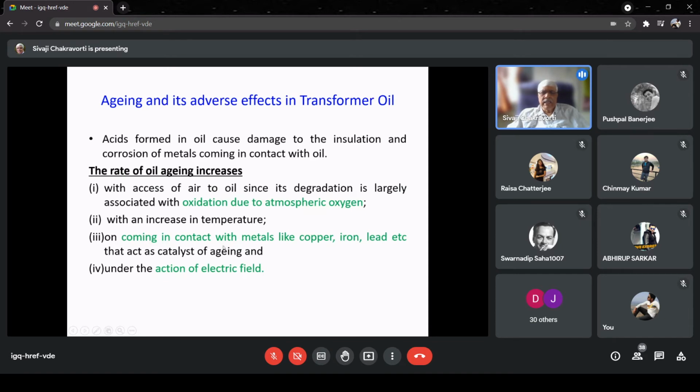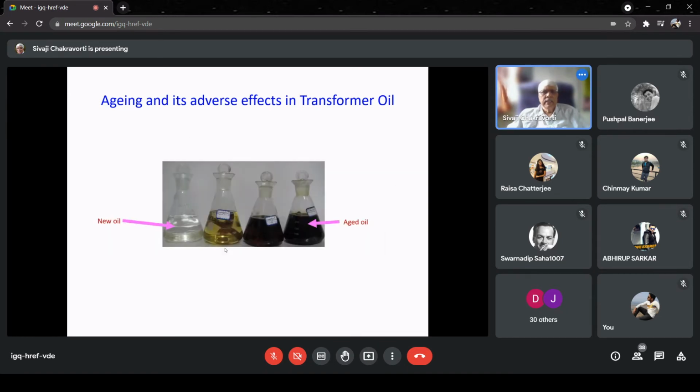Then there are chemical effects, and this is affected by the presence of metals in the equipment. We have copper, we have steel, sometimes some other metals, so they also act as catalysts. And finally, one other agent is the electric field intensity. Depending on its value, the aging gets either accelerated or decelerated. If the field is high, we get accelerated aging. So here you can see another view of different types of aged oil. As you can see, new oil is transparent, and gradually its color is darkening.